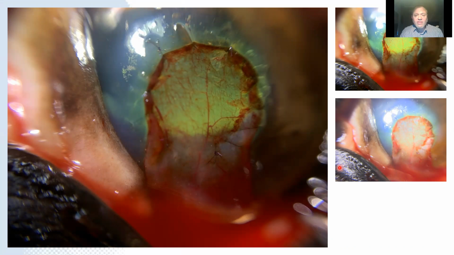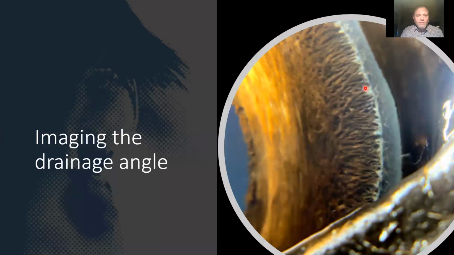That previous photograph was taken with distant direct, but just zoomed in, and we can do the same thing with a macro lens. This is a macro lens, focused on the graft itself, with retroillumination, top or bottom, to try and show us the transparency of the graft and the underlying stroma. Our macro lenses allow us to look in great detail.